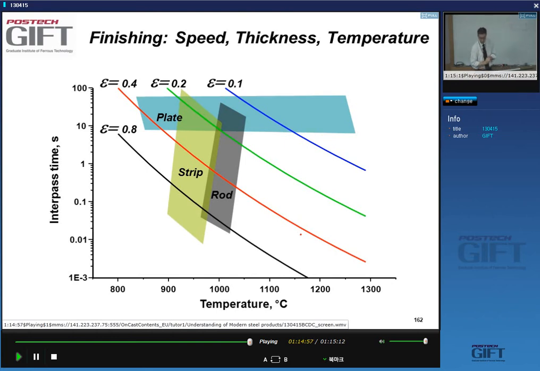So we'll continue with the finishing mill next time, and we'll also wrap up the discussion of the hot strip mill at the same time. Thank you.